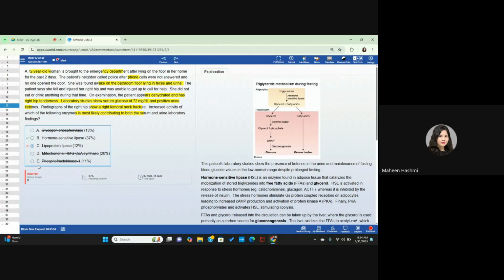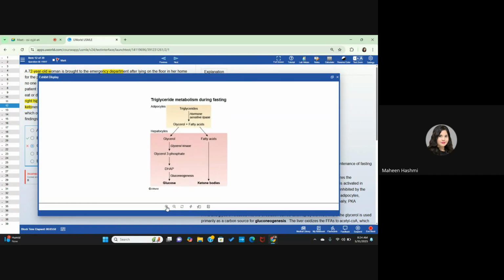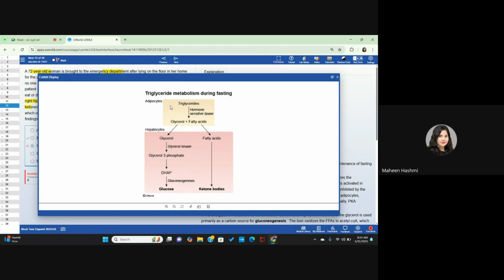So it was B. She was right. It was hormone sensitive lipase. Now, what is basically happening over here is that these are the adipocytes, or the fat tissue cells. Triglycerides are converted to glycerol plus fatty acids by HSL, hormone sensitive lipase, and then glycerol and fatty acids are transported to the liver cells. Glycerol is converted to glucose via gluconeogenesis. Fatty acid is converted into ketone bodies. Ketone bodies, we know that they are a source of energy in prolonged starvation.